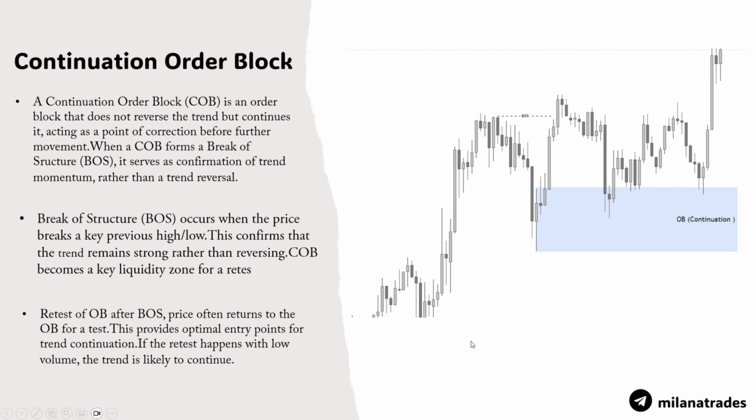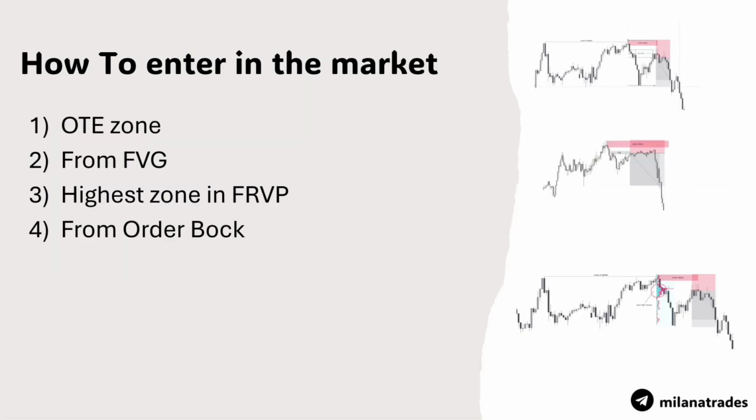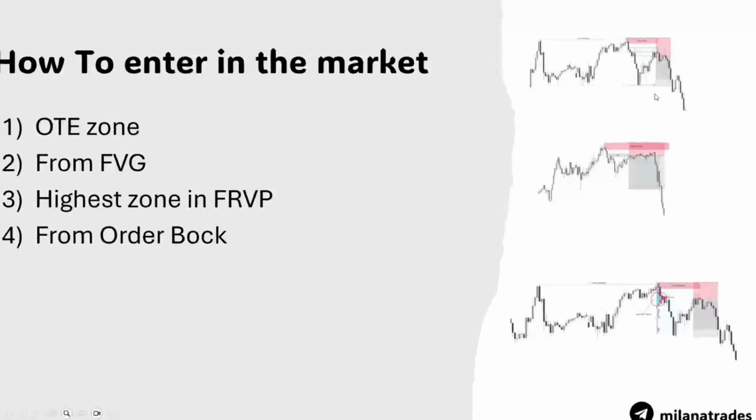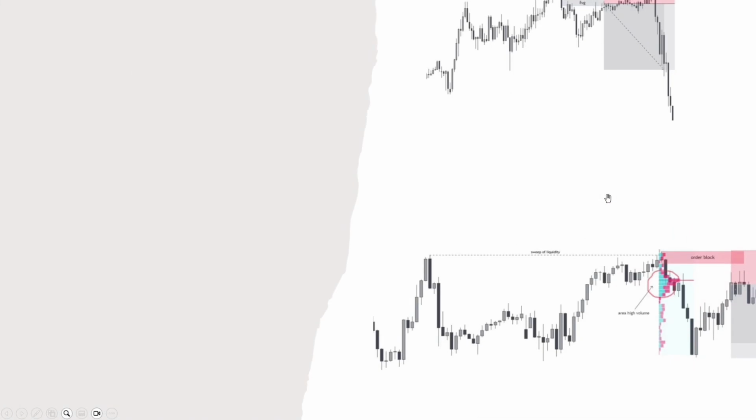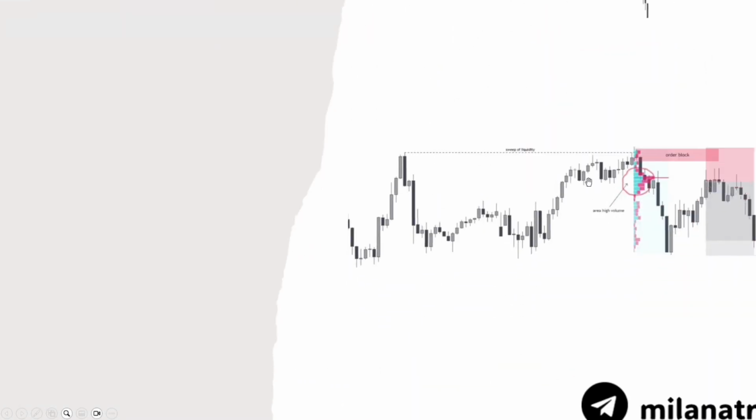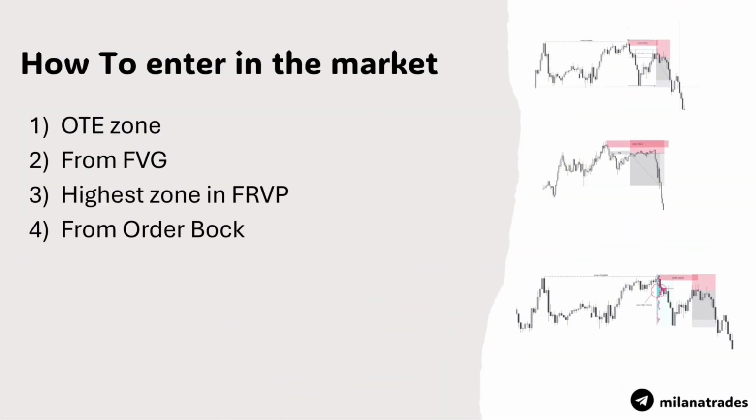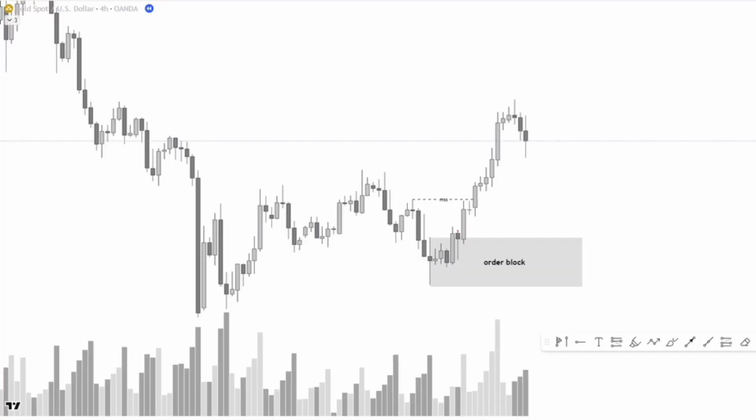And now let's talk about how to enter the market using order blocks. There are several ways to enter the market after an order block forms. I will share 4 types with you: using the OTE zone, which is entry at the optimal retracement level; from the fair value gap, entry if an imbalance forms after the order block; from the highest zone in FRVP, entry from the area with the highest volume; and directly from the order block, if the price tests the order block with low volume.